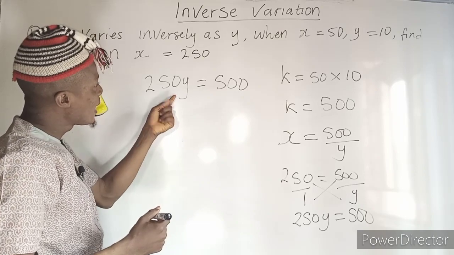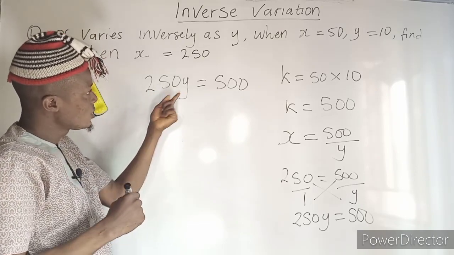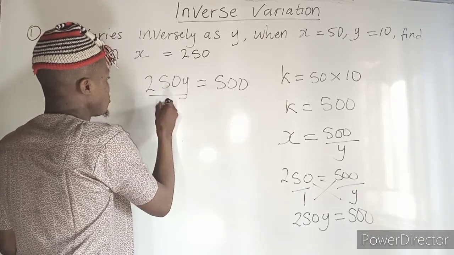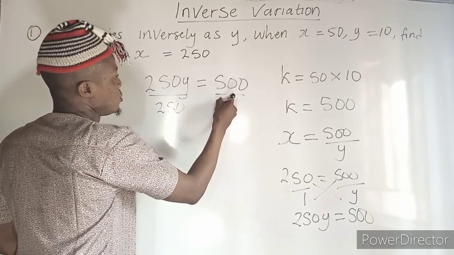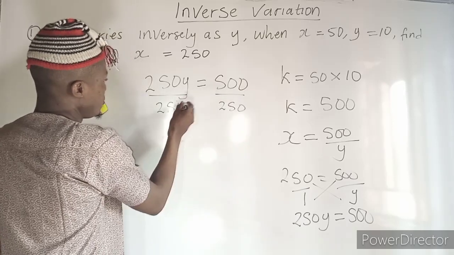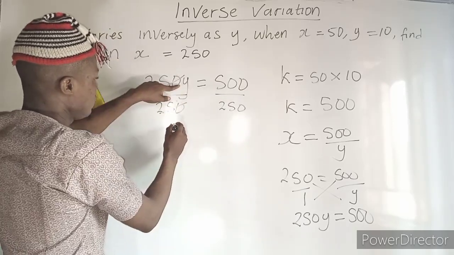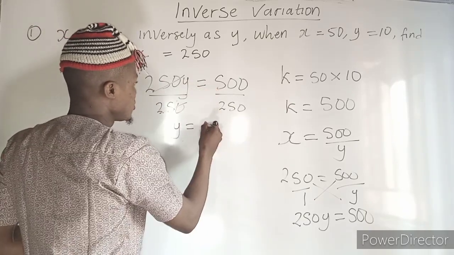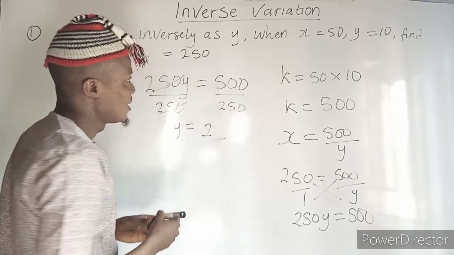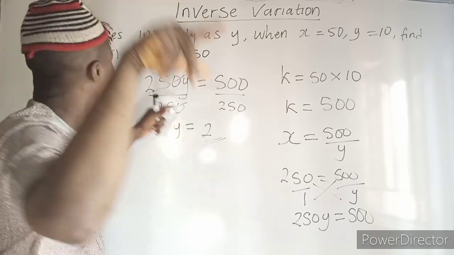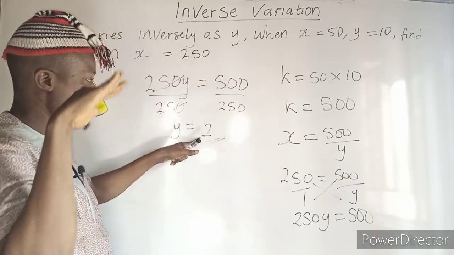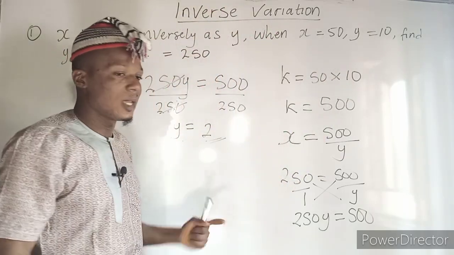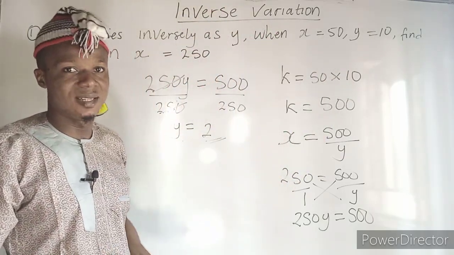Now to get the value of y, I have to divide both sides by 250 because this 250 is affecting y and our y needs to stay alone. So I will say over 250, over 250. 250 cancels 250. I am left with y equals, when you divide 500 by 250, it will just give you 2. And this is the answer. So you see that when you increase your x to 250, y now reduced to 2. So y was 10 before, now it has reduced to 2, to tell you that the quantities are varying inversely.